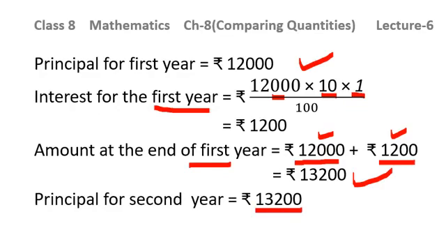But in case of SI, that is simple interest, the principal will remain 12,000 for the given number of years. But here in case of CI, compound interest, the amount of the previous year is the principal for the next year.